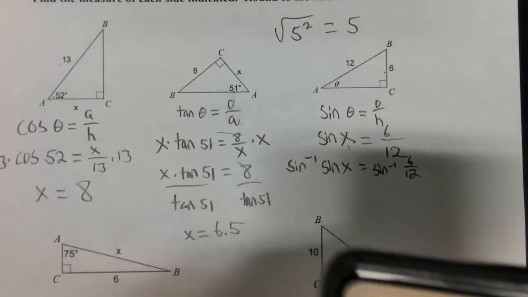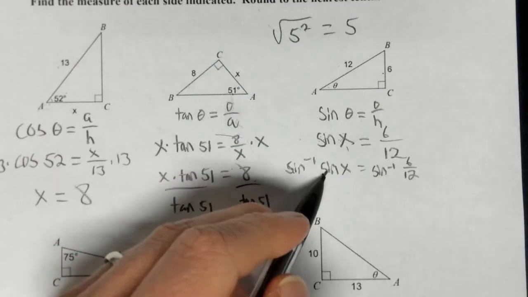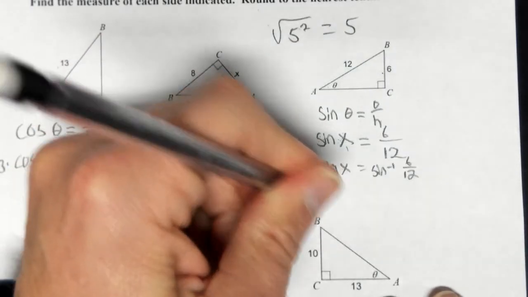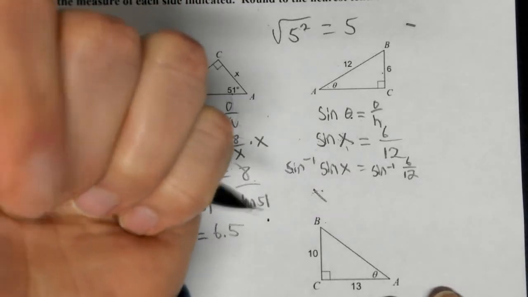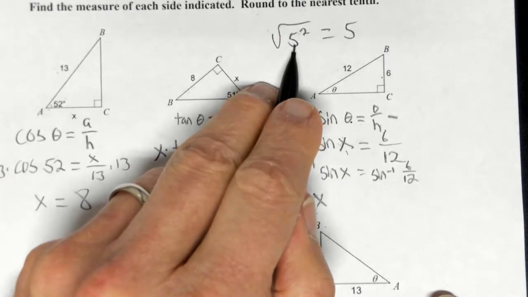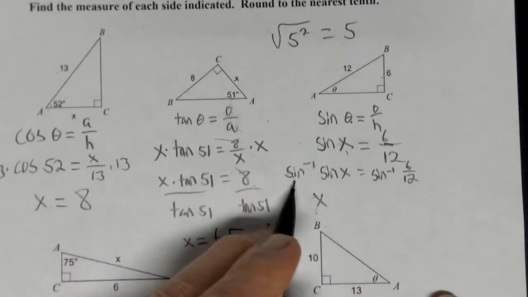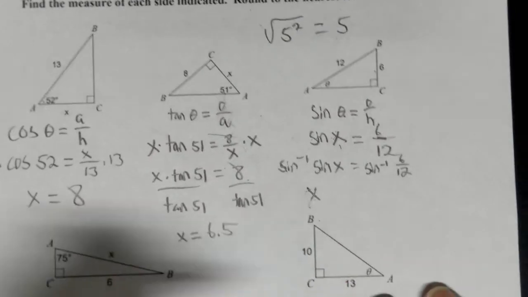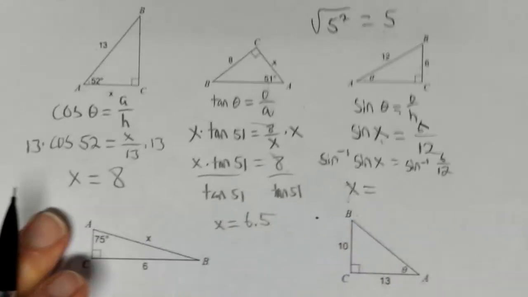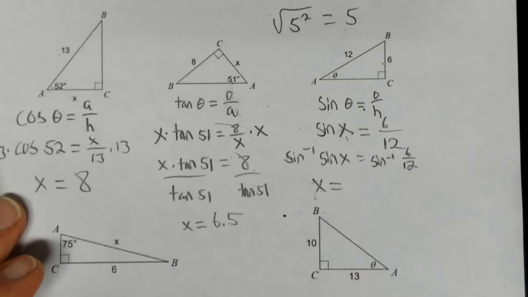And so inverse sine and sine get together. They just kind of wash each other out, and the x falls out. Because remember we said the square root of 5 squared is 5, so the inverse sine of sine x is x, kind of in the same fashion. So we need to figure out what the inverse sine of 6 over 12 is. Okay?